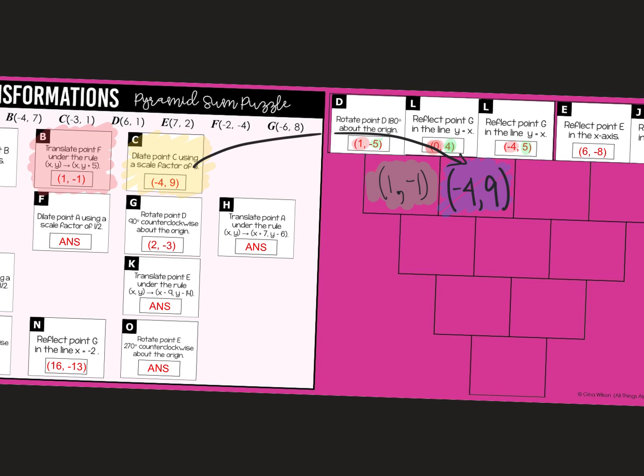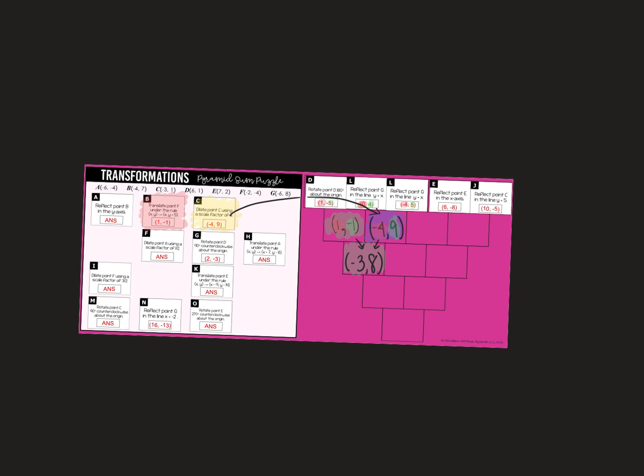And you're just going to continue that process down. So if the next box I'm trying to figure out is this box, it is stacked underneath these two. So I would start by taking my x values, adding those together. So 1 plus -4 is -3. Then taking my y values, adding those together. -1 plus 9, that's 8. So the next answer should be -3, 8. I would come over here, find that answer, drag it where it goes. And then you should just be able to follow that process all the way down.